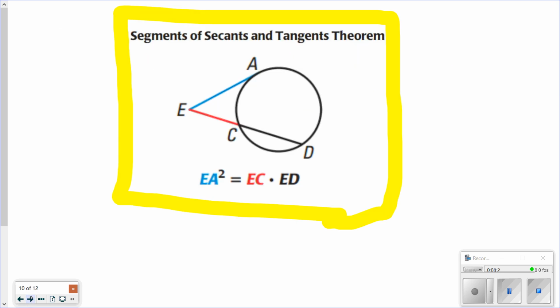And the last theorem that we're going to work with today is the segments of a secant and tangent. So this blue line here, this is a tangent, and this here is a secant. When you have a secant and a tangent, you're going to start with the tangent line, and you're going to square that number. And then when we're working with the secant, you're going to do the same thing we did in the last examples, where you take the external piece and multiply it by the entire secant segment.